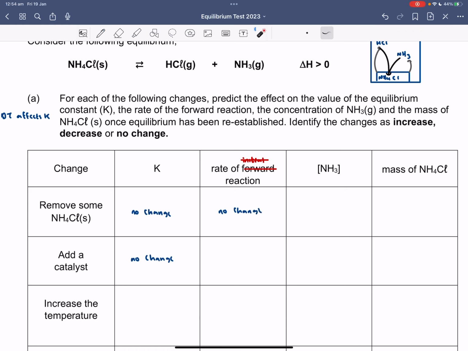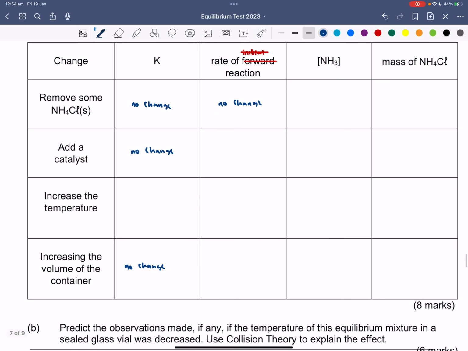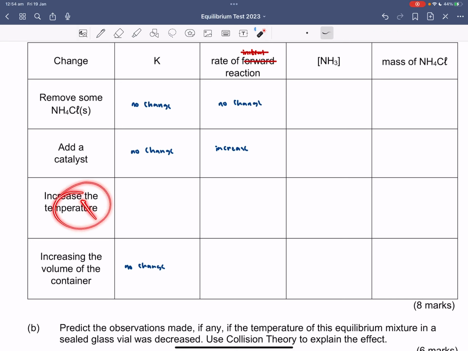All right, again, like I said, because it did not use the word initial, they might as well just say what happened to the rate of reaction. So what happens when you add a catalyst to the rate of reaction? There is an increase in reaction rate. What happens when you increase the temperature? It's got nothing to do with year 12 equilibrium. It's just got to do with year 11. What happens when you increase the temperature to reaction rate? There is an increase in the reaction rate.